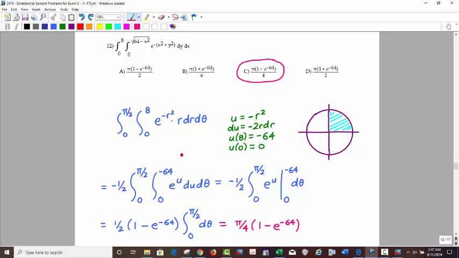So 0 to pi over 2. Then we have 0 to negative 64, e to the u du. And then d theta for the last one.